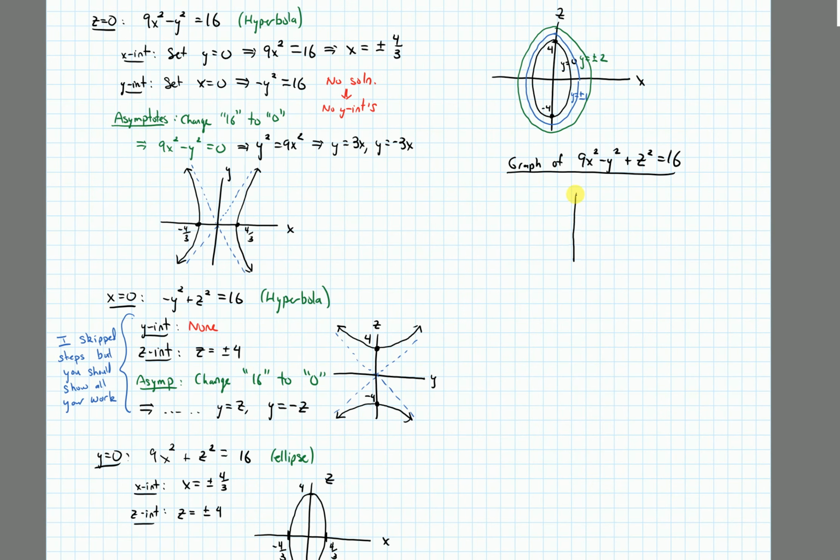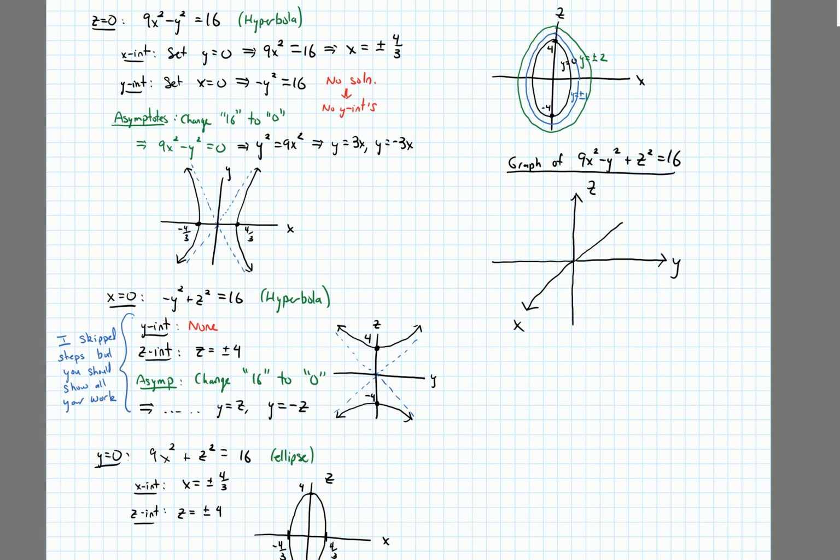Okay, so we'll have a z-axis, we will have an x-axis, and a y-axis. And I'll draw the negative directions as well. So the negative z direction, the negative y direction, and the negative x direction. All right, so now let's try to draw these cross sections into this 3D version of the graph.